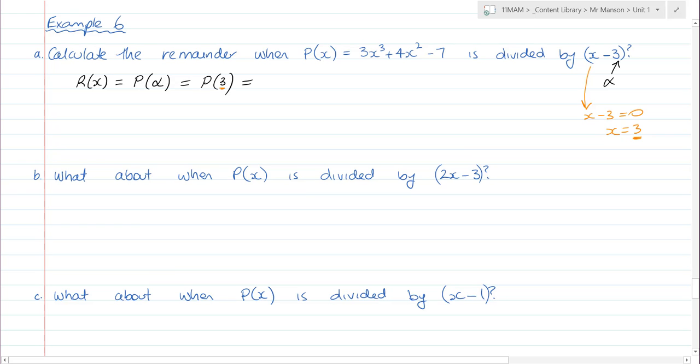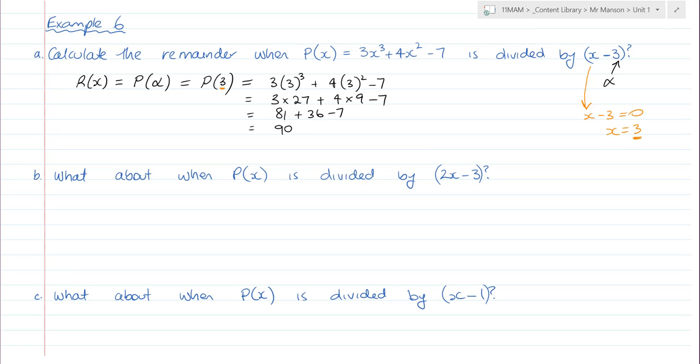P of 3 is equal to 3 times 3 cubed plus 4 times 3 squared minus 7. Remember that I work on function notation? If you get p of 3, we just substitute 3 in where x was, and then we evaluate. So this is 3 times 27 plus 4 times 9 minus 7. Obviously you would potentially have a calculator. 81 plus 36 minus 7 is 90. So if we divide p of x by x minus 3, the remainder is 90.